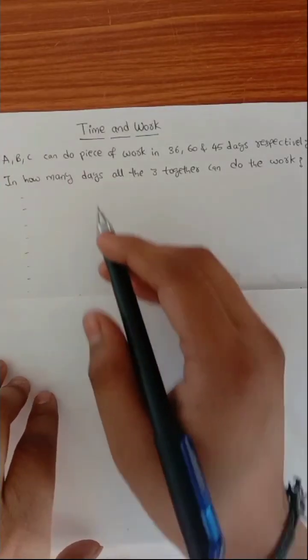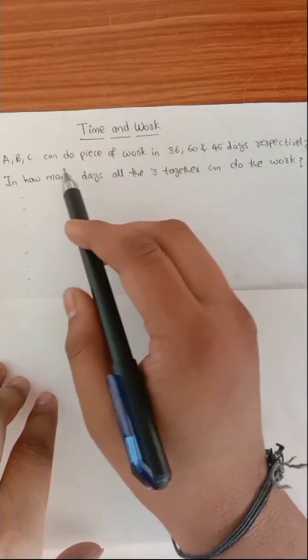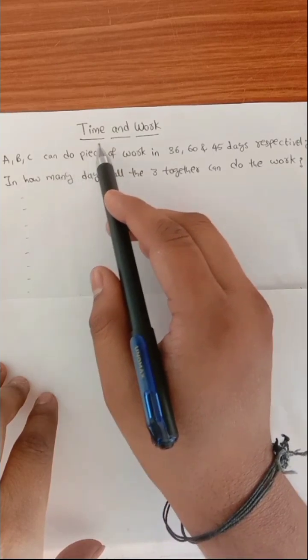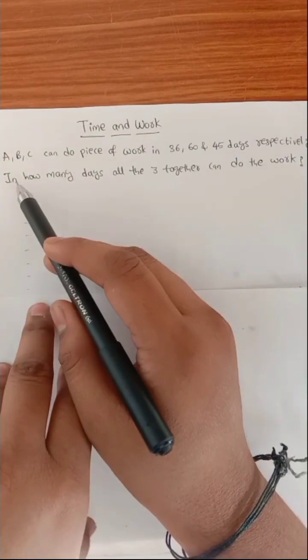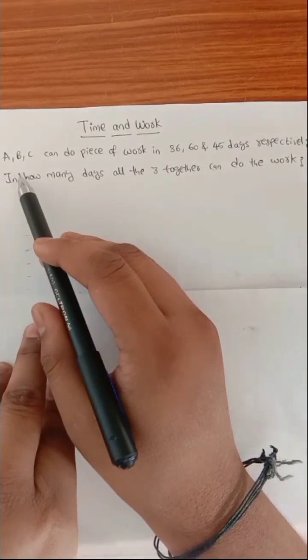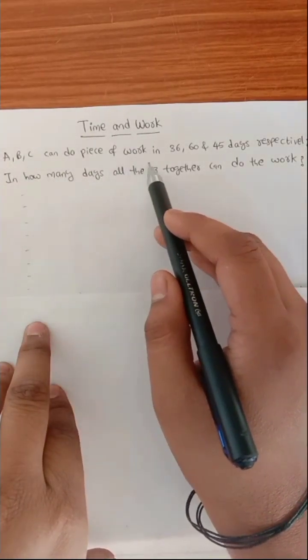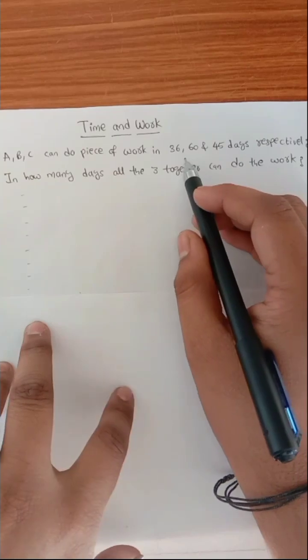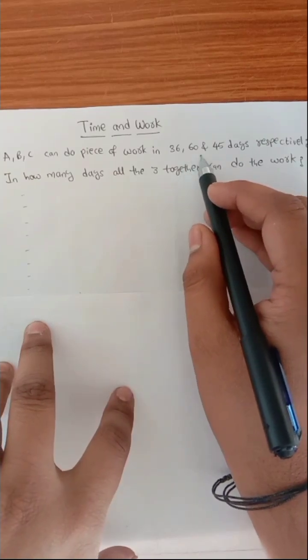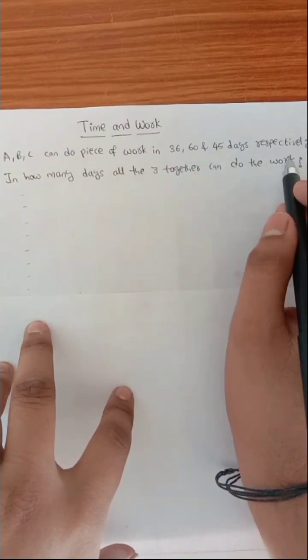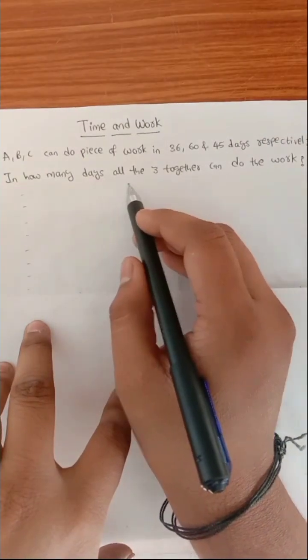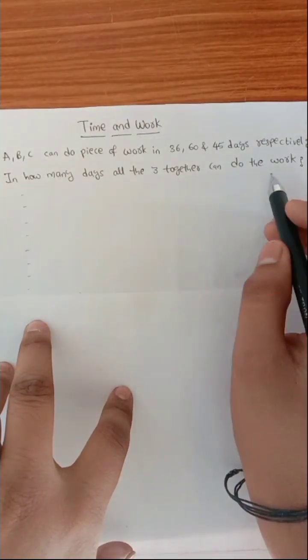In this video, we are going to see the aptitude questions on time and work. I have taken a question that there are three persons, A, B, C, who can do a piece of work in 36 days, 60 days and 45 days respectively. In how many days can all together do the work?